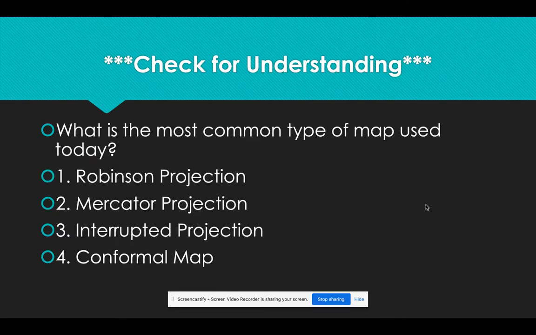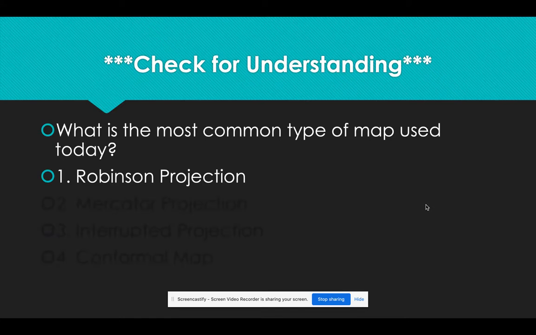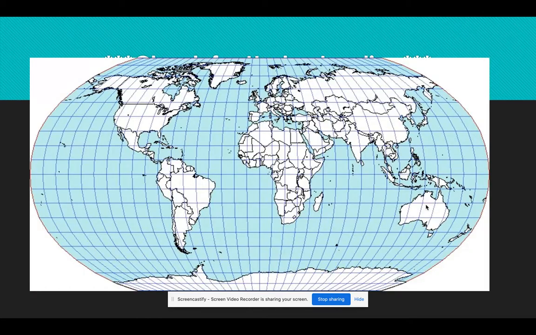What is the most common type of map used today? Robinson projection. That's the one that's between the interrupted map and the Mercator map. It's a little better than both because it's curved on the edges, but there's still some distortion at the poles. It looks like this. Remember, if we didn't have this curve here and we try to stretch it out to the side, it would just make Antarctica even larger.